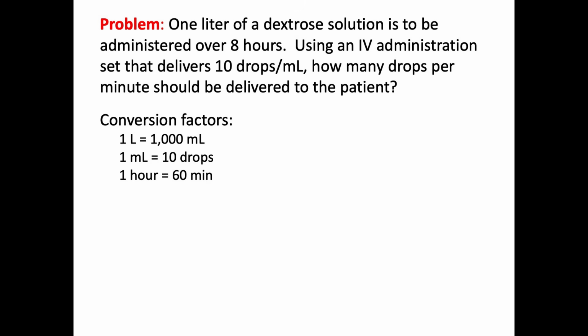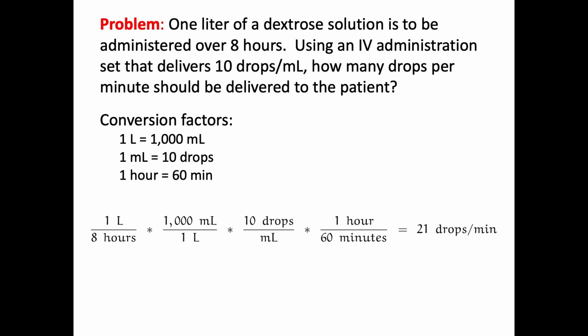So in this question, it asks that we have 1 liter of a dextrose solution to be administered over 8 hours. Using an IV administration set that delivers 10 drops per milliliter, how many drops per minute should be delivered to the patient? See, that's kind of a complicated question. There's a lot of moving parts there. I give you the conversion factors shown there, so I won't belabor that. So where do we start?